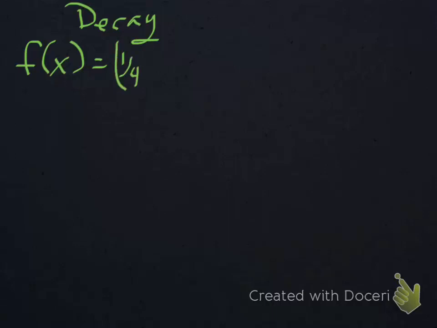So let's do a decay. You can clear your calculator if you like. The first one is going to be f of x equals 1/4 in parentheses to the x power. So go ahead and graph that.